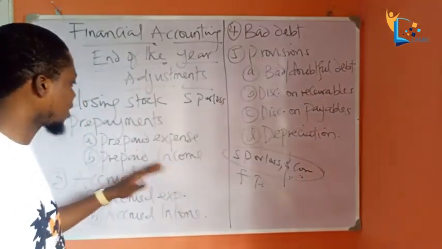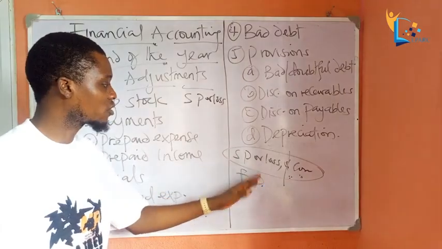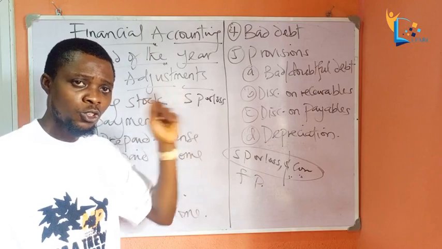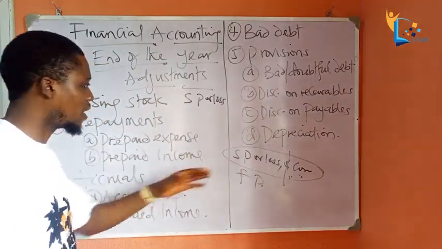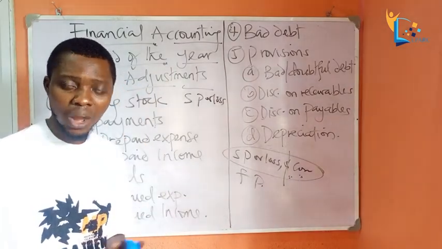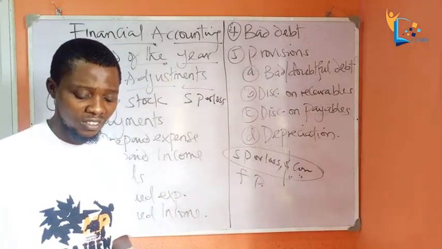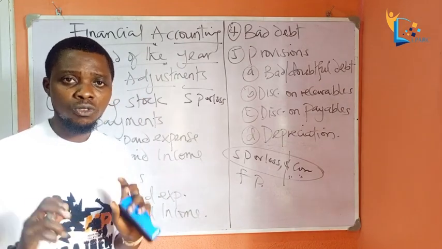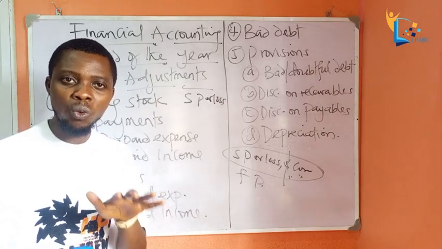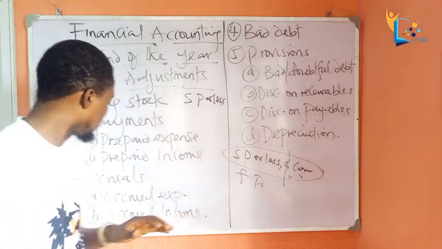Okay? Now, this is how you treat it. In the statement of profit or loss account, you deduct it from the income stated in the trial balance. While in the financial position, it is treated as current liabilities. Are we together? Do not worry, just follow me. By the time we begin to solve a question, you will understand it better.